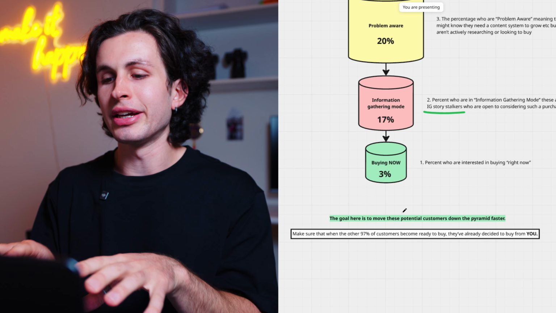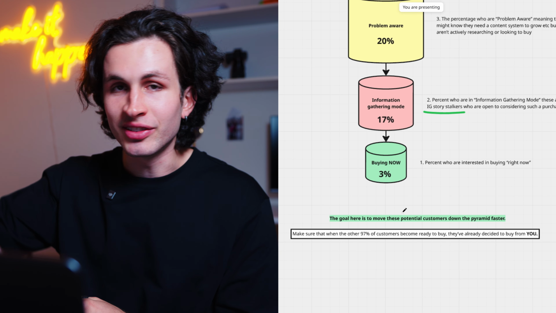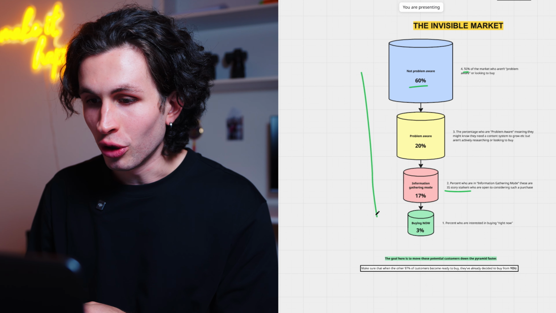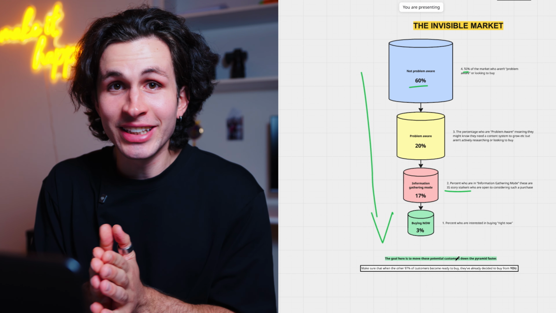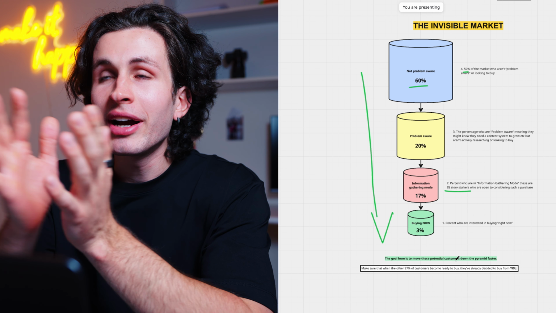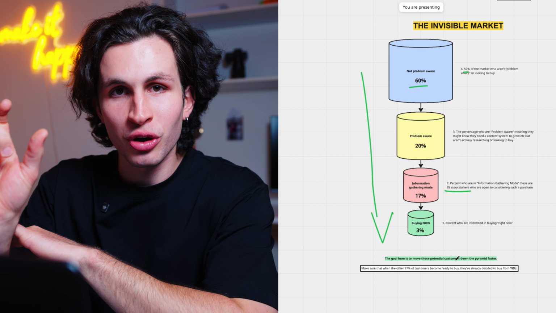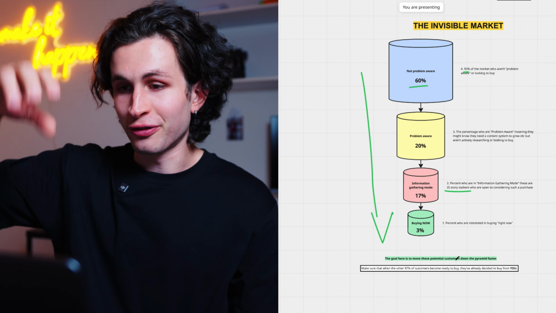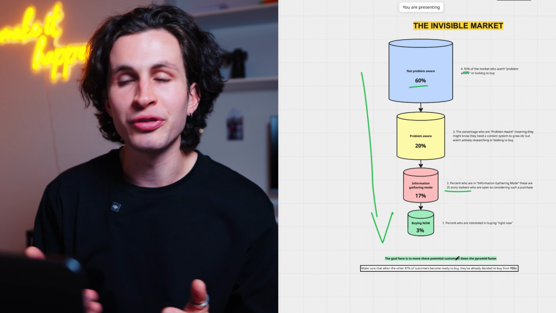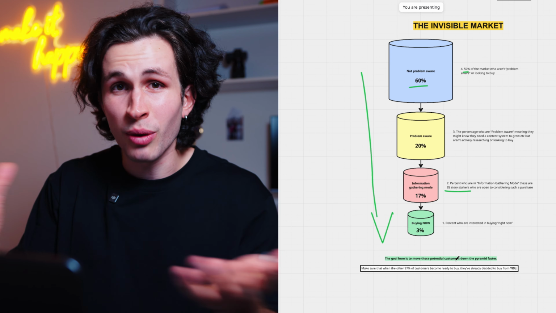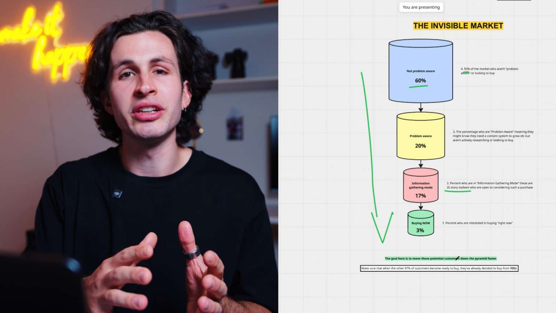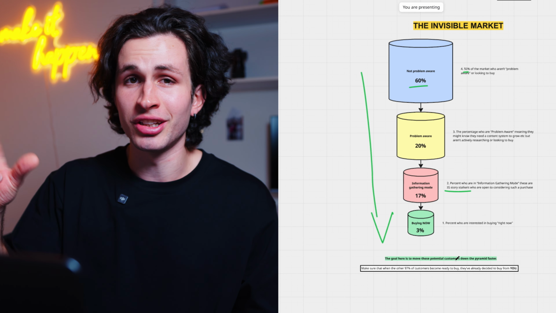And so the goal here is to move these potential customers down the pyramid faster. We want to take someone from not problem aware all the way down to buying now in the next, ideally, 1 to 3 months. Ultimately, the way I see a buyer's journey is when someone sees your content, and the second they see it, from that day until the day they buy, that is the buyer's journey. And so for some people, that's 3 months, 6 months, even 12 months, depending on how much trust you actually build in your content.